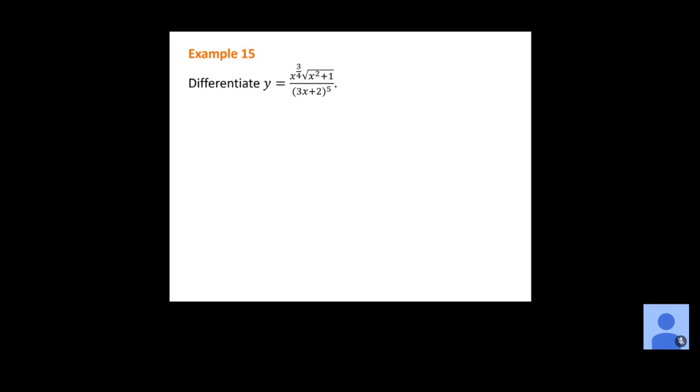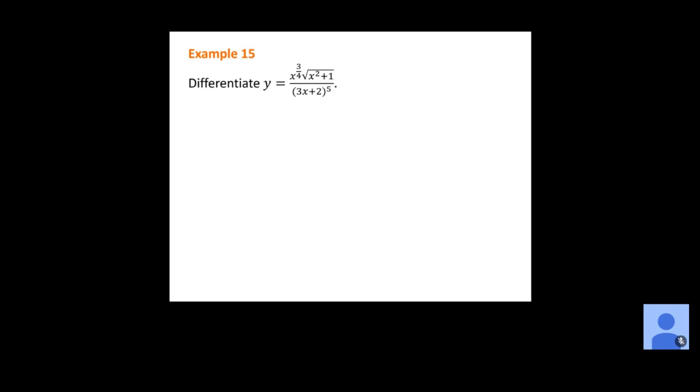Overall here, we have a quotient, right? Because we have a numerator and a denominator. And then within the denominator of our quotient rule, we also have another chain rule because we have the 3x plus 2 to the 5th power. We would need the derivative of the inside piece of that. All right, so we have an overall quotient rule, and within that, we have a product with a chain, and in the denominator, we have a chain rule.